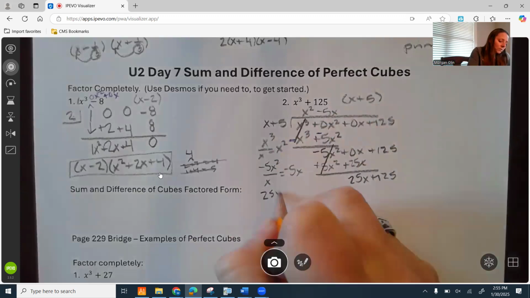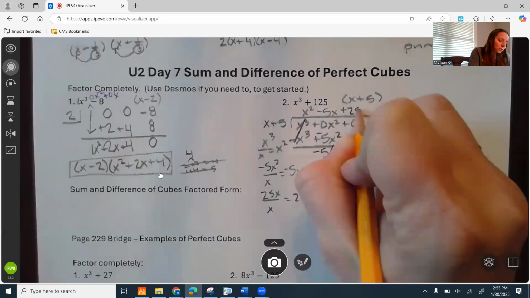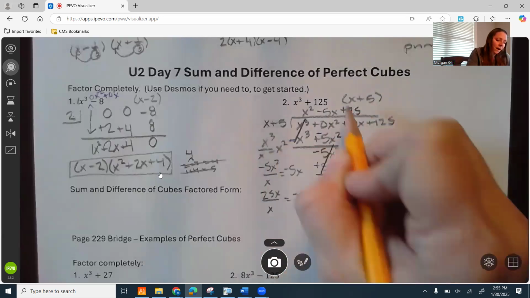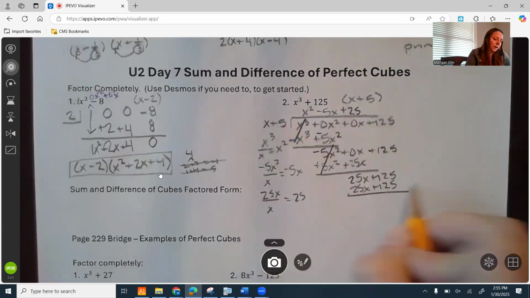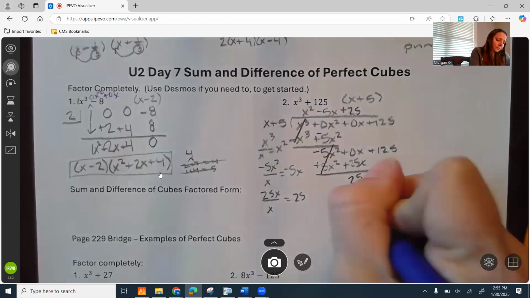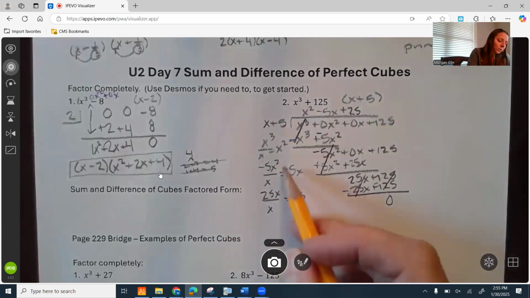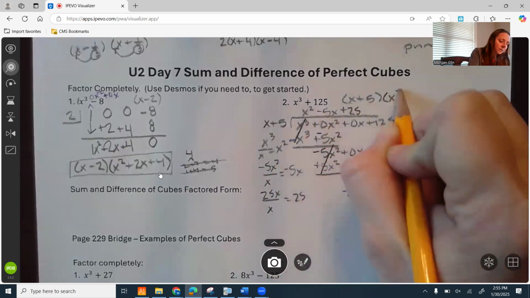25x divided by that x right there, and we get 25. Okay, so 25 times x is 25x. 25 times 5, if you go and do the math, is 125. Now we change our signs. All right, these cancel, and also these cancel, so it should equal 0. And because we knew that x plus 5 was a factor, it should. Now, to factor this completely, look what we got. So we had x plus 5, now we got x squared minus 5x plus 25.